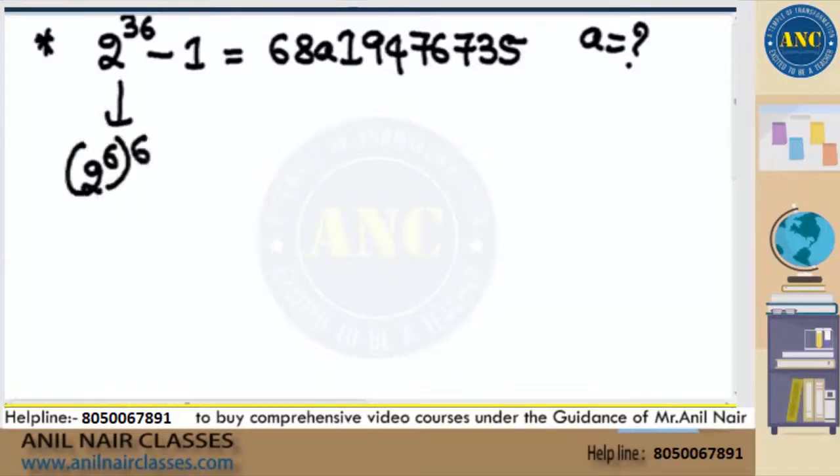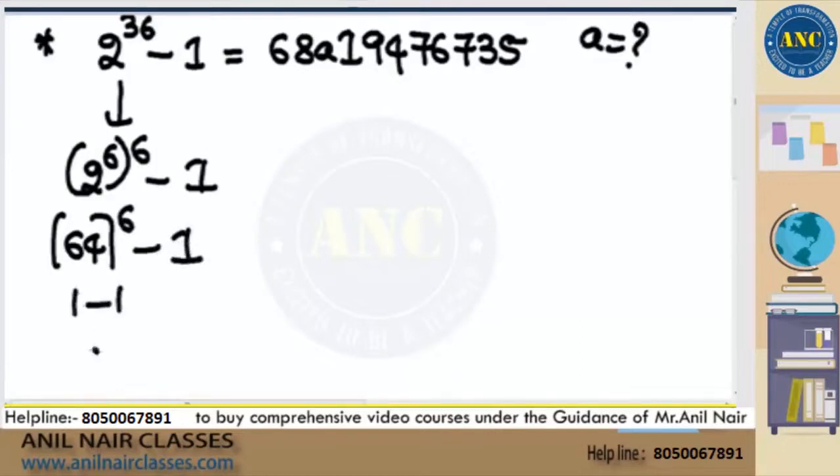2 power 6 minus 1. 2 power 6 is 64. 64 power 6 minus 1. 1 minus 1 is 0. Because somebody said digital sum 0, this question is framed. This is a digital sum 0.